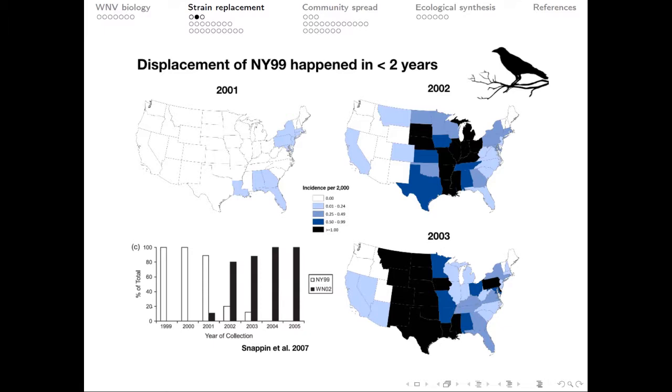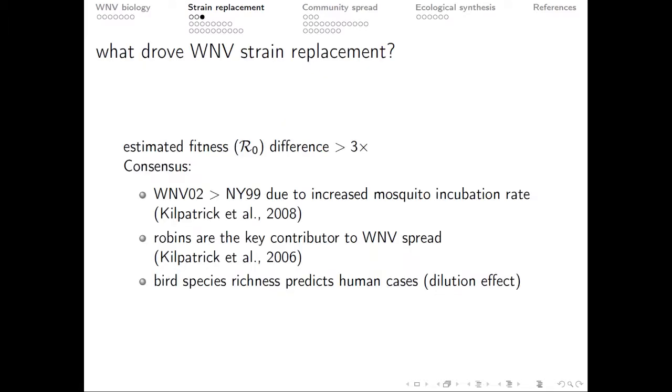The other thing is that this is the proportion of viral strains collected that are New York 99 or West Nile 02, WN02. I'm going to keep saying West Nile when I mean WN02, just because that's what the WN stands for. And you can see that there's a very rapid displacement. So the question is, well, why? What's WN02 doing? What's so special about this new strain that it's able to outcompete the old strain so effectively? If you look at the speed of the ecological transition, you can estimate that there's a fitness difference of about threefold, apparently, based on this landscape-level replacement.